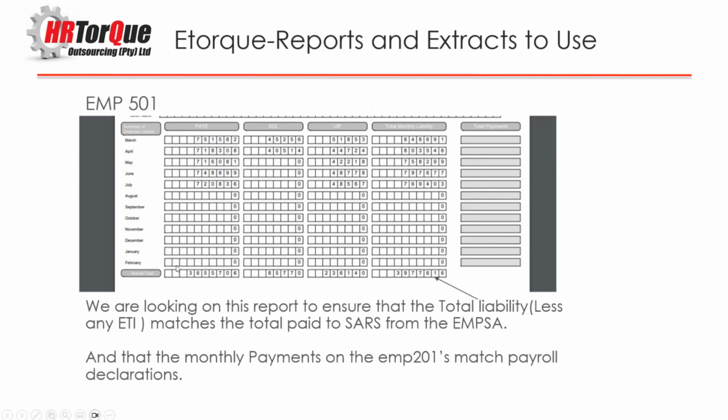So this is our EMP501 report. Basically, it pulls out a generic version of the EMP501. It has all your different columns as you would normally see on your SARS documentation, your PAYE, your SDL, your UIF, and then a total. And then there's a spot for you to enter your total payments if you wanted to do a comparison.